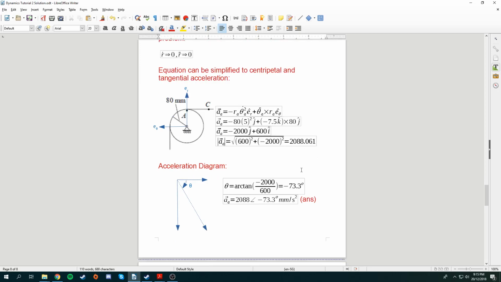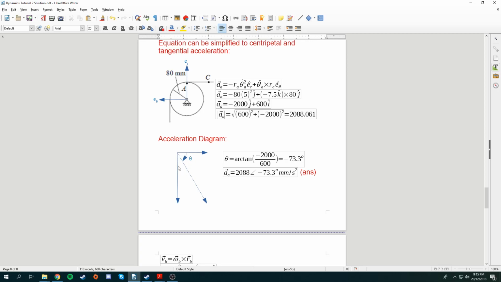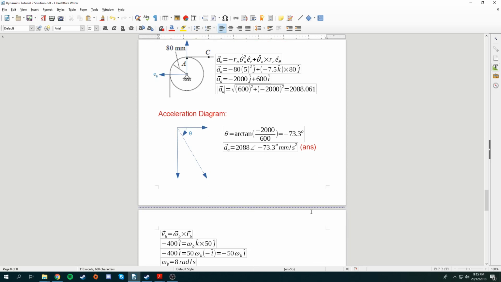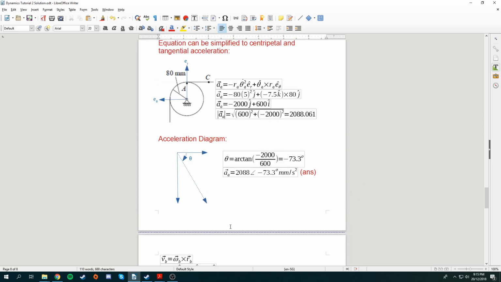However, that is not enough because I also need to find out the direction of this acceleration vector. So I need to find theta as well. So theta is just tan inverse of negative 2000 over 600, which equals negative 73.3. Why this is negative is because we take counterclockwise as positive, measured from the positive x-axis. If it's clockwise, then this will be negative 73.3. So the vector of acceleration A is 2088 at negative 73.3 degrees. So that's how you find the total acceleration at pulley A.